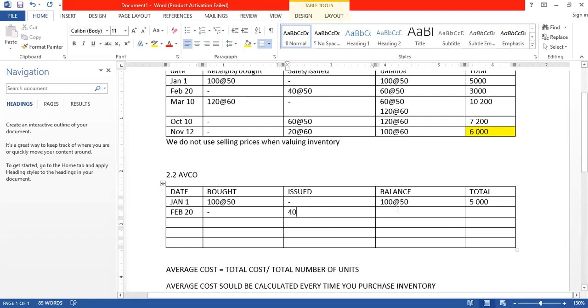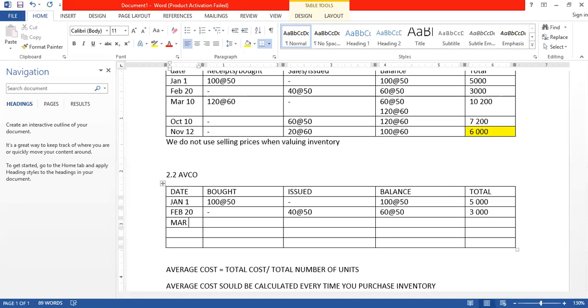So 40 units at the price of $50, and then you are left with 60 at the price of $50. So what will be your new total? It will be 3,000. So it is still the same. There is no difference. So the difference will come from March.